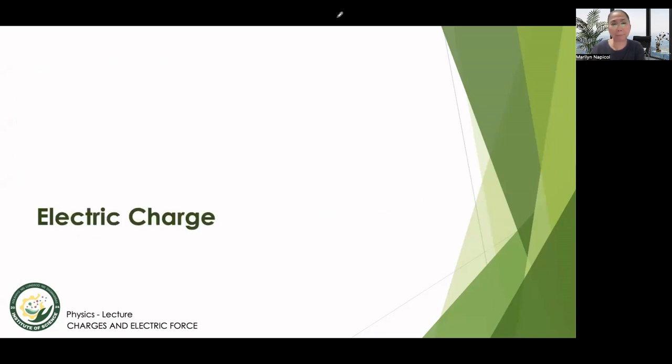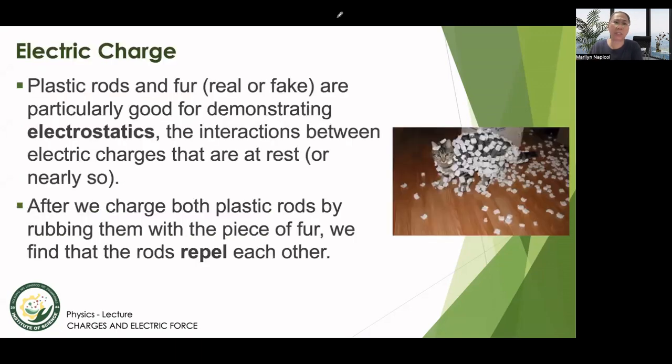So let's first define what is an electric charge. I'm sure na-experience nyo ito probably, or maybe you have observed this. Usually, plastic rods or fur, whether that's real or fake, are particularly good for demonstrating electrostatics. When we say electrostatics, this is the interaction between electric charges that are at rest or nearly so. So meron tayong tinatawag na electric charges. Dalawa lang naman yan, isang positive at saka isang negative.